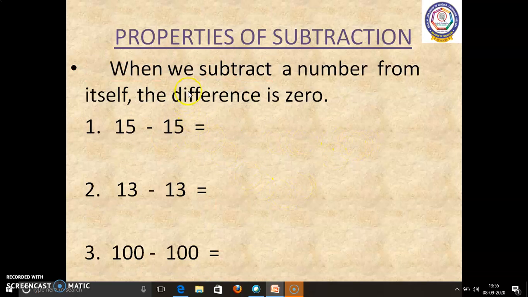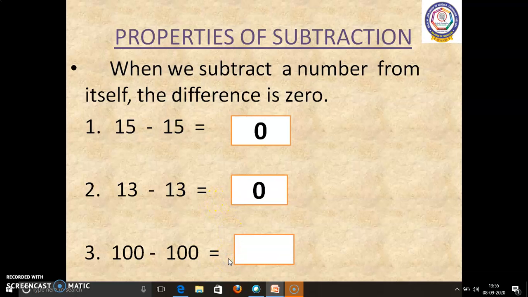Next, when we subtract a number from itself, the difference is 0. For example, 15 minus 15 equals 0. 13 minus 13 equals 0. 100 minus 100 equals 0. That is, when we subtract a number from itself, the difference is 0.